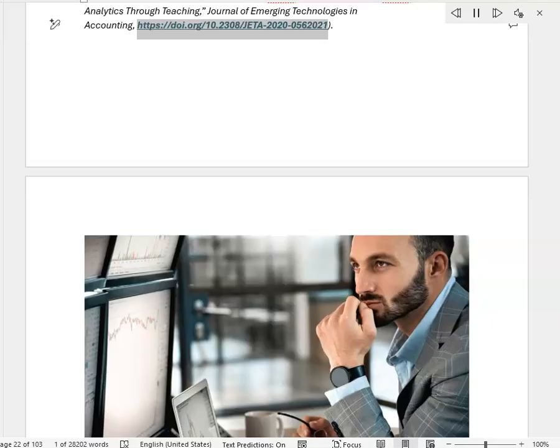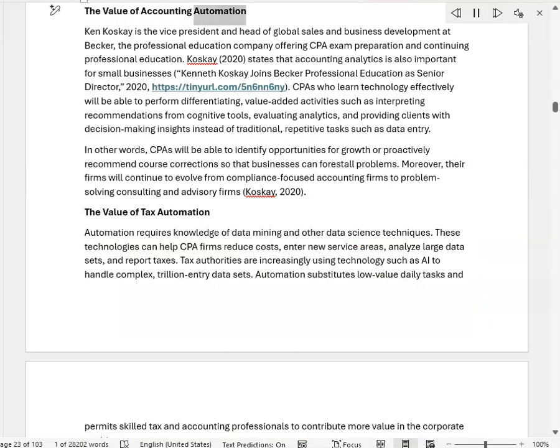The value of accounting automation. Ken Kosuke is the Vice President and Head of Global Sales and Business Development at Becker, the professional education company offering CPA exam preparation and continuing professional education. Kosuke, 2020, states that accounting analytics is also important for small businesses. Kenneth Kosuke joins Becker Professional Education as Senior Director, 2020.